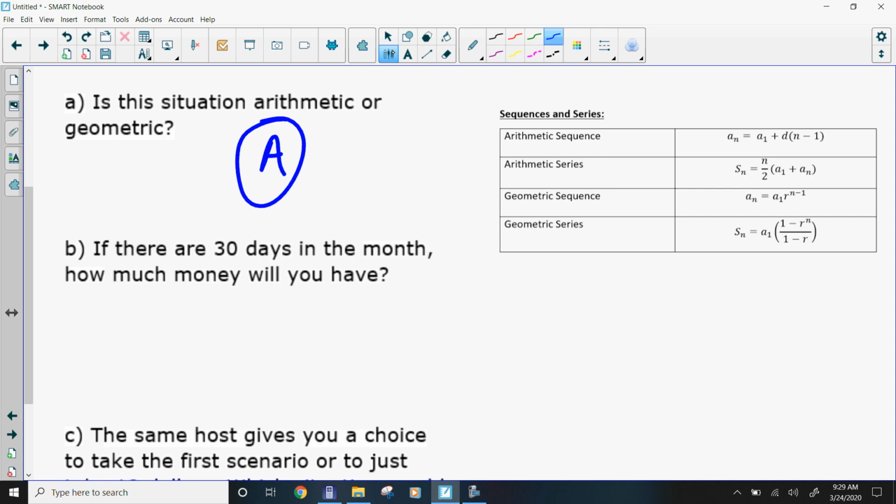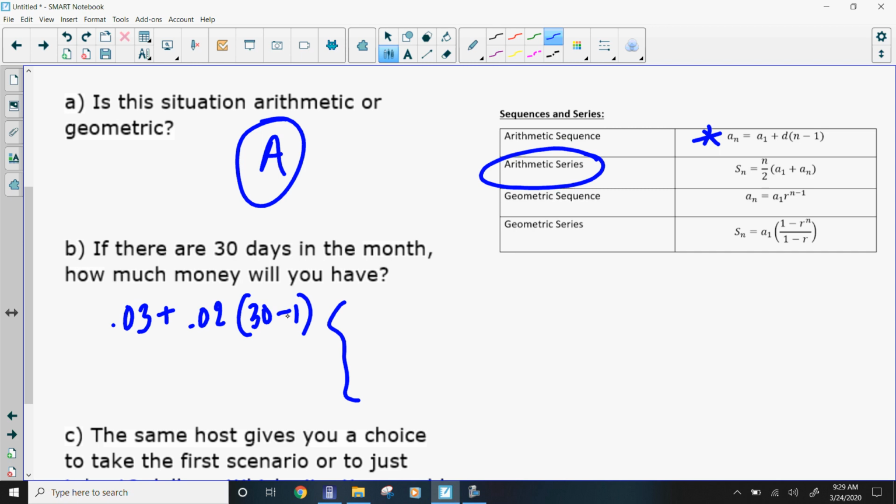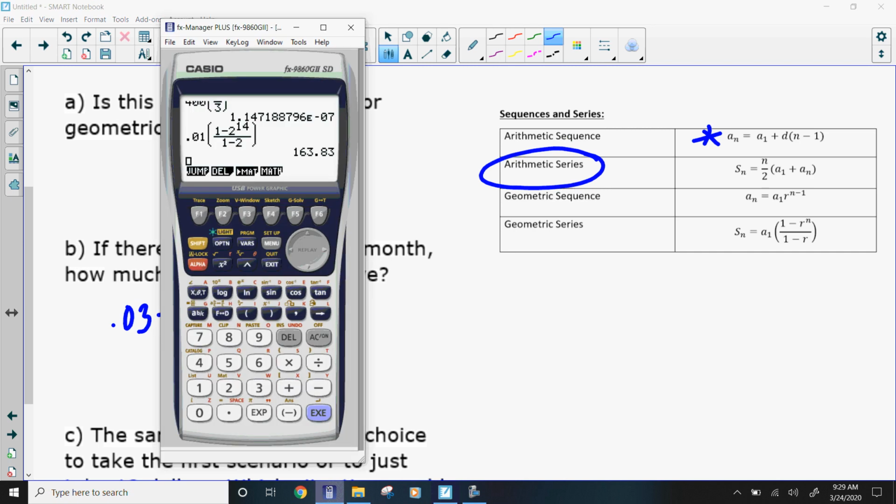We want to know how much we're going to have altogether, so we're going to do the series again. Now, in order to do this, we need to know how much we're going to have after 30 days, which means we actually have to start with this one. So the first day, we're going to have 3 pennies plus the 2 pennies. We're going to do this for 30 days. So it's 30 minus 1. Then that all goes in the calculator.